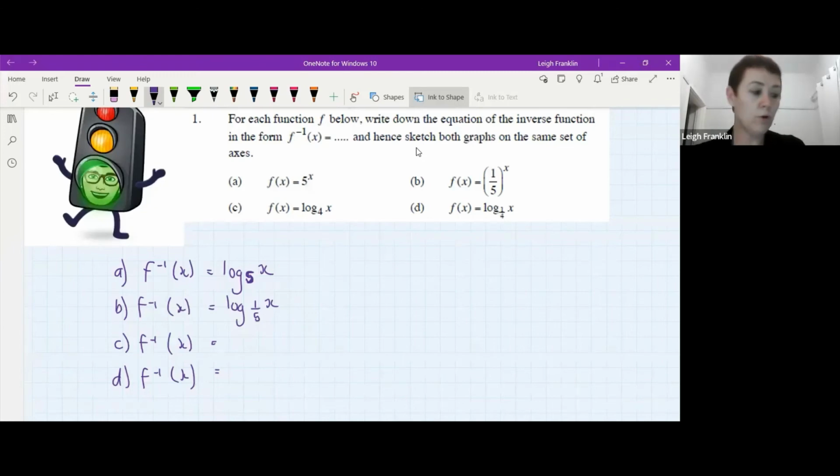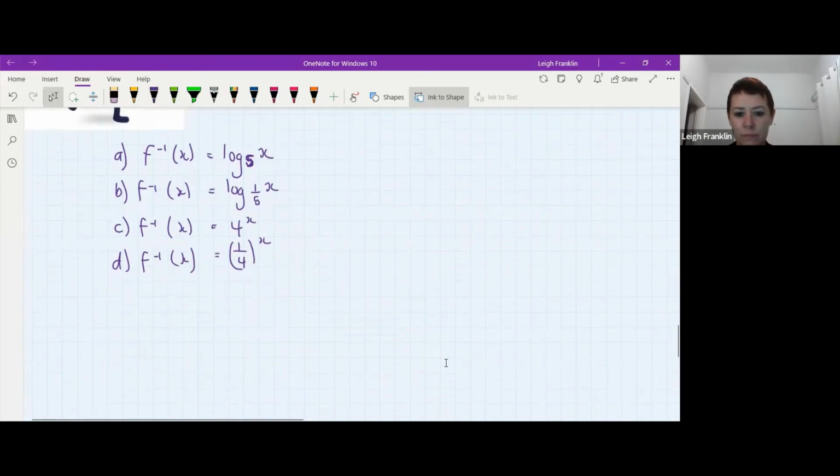And then with your log graphs going back the other way, your inverse here should have been 4 to the x. And here it should have been, oh, I've made a mistake. All right, half instead of a quarter to the x. Okay, everybody happy with that? Happy, good. I'm glad, Aisha. Thanks, Lasedi. Good stuff.